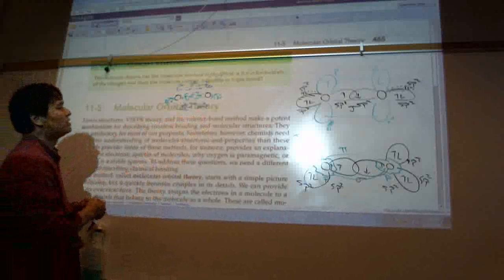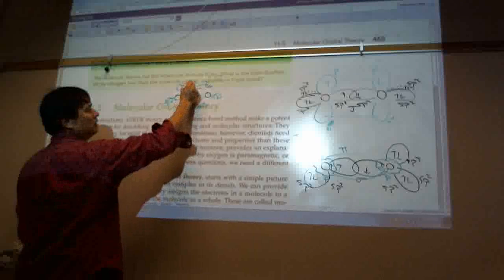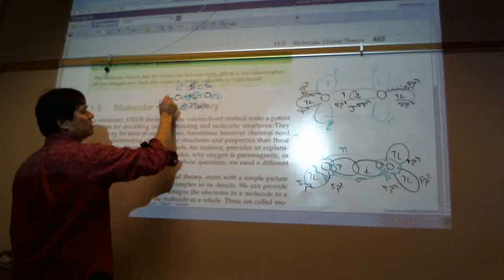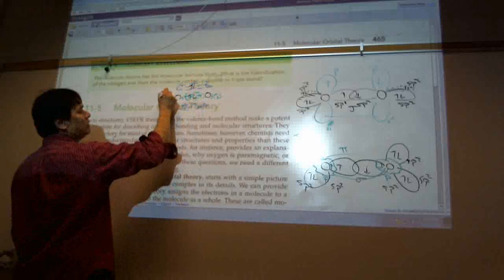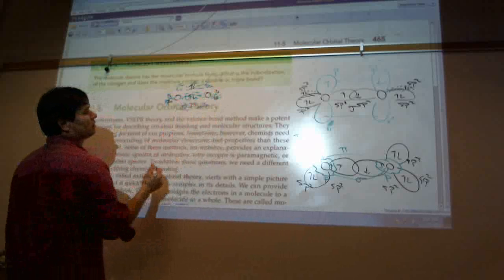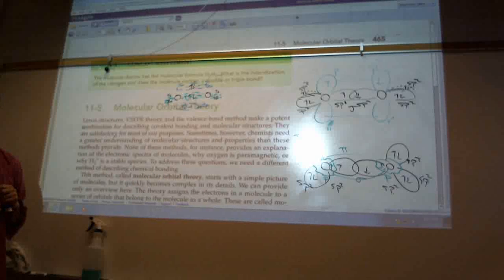We can put electrons here. I got 2 electrons here in the sigma bond, 2 electrons in the pi bond, and then 2 electrons in this lone pair cloud, 2 electrons here and 2 electrons there. So this pretty much is how the valence electron density is distributed in the molecule.